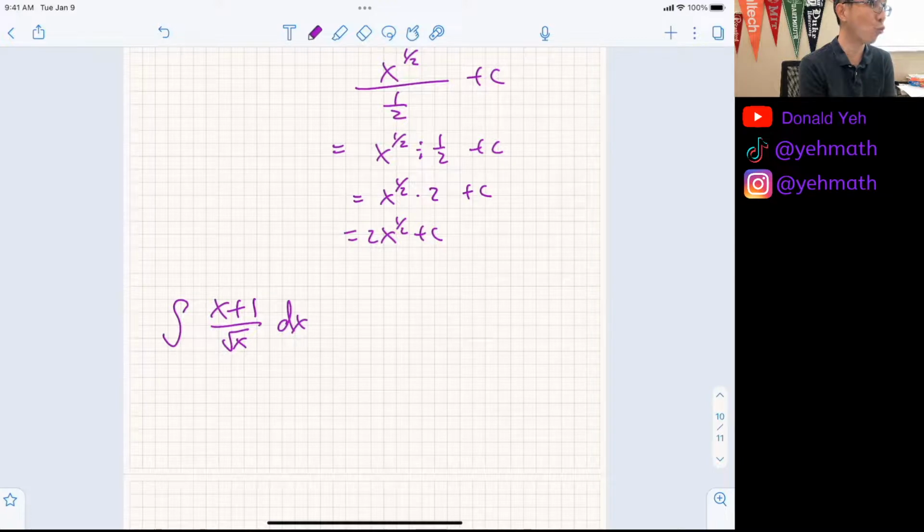Splitting is one of the most important strategies in calculus. One of the most important, because it can take you from a hard problem to a simple problem. Does that make sense? So what would you do here?